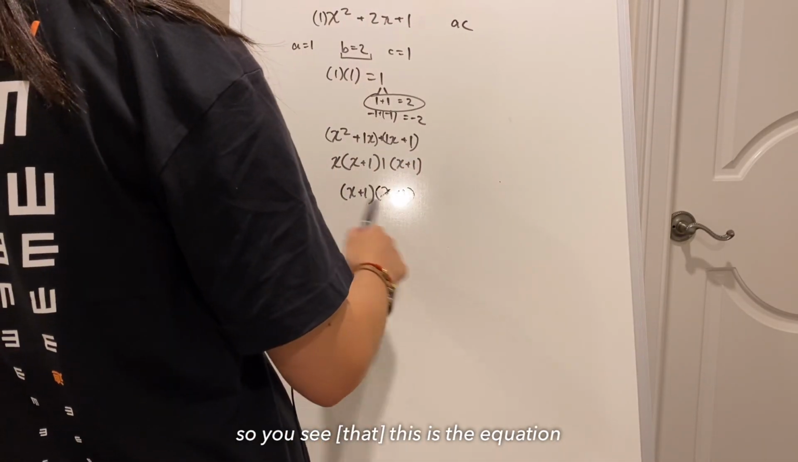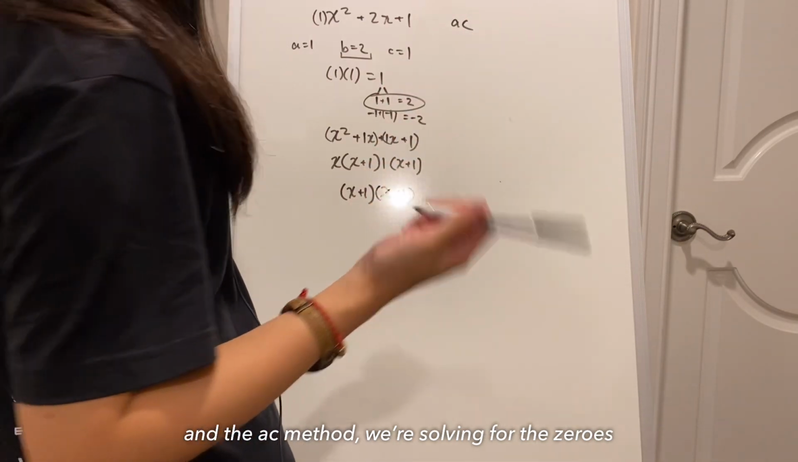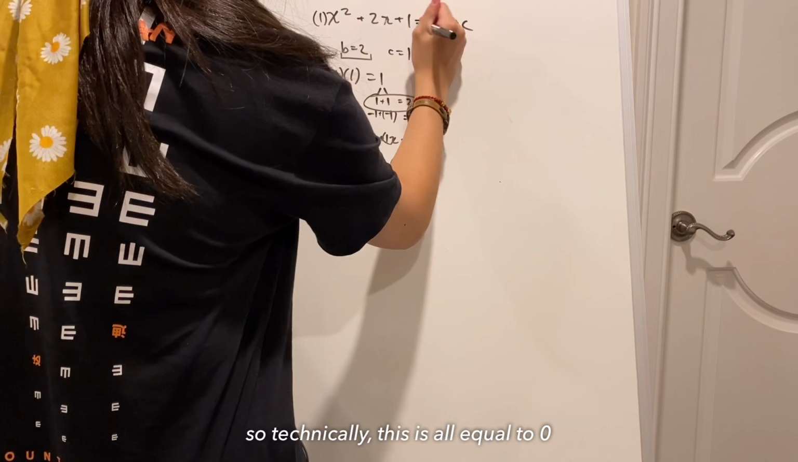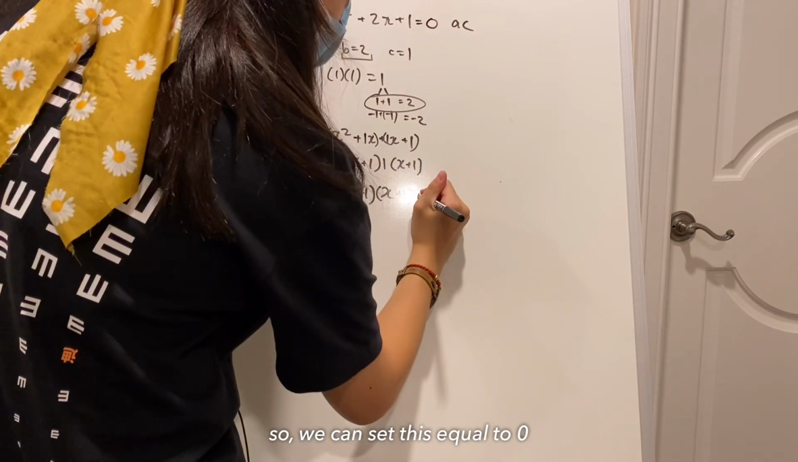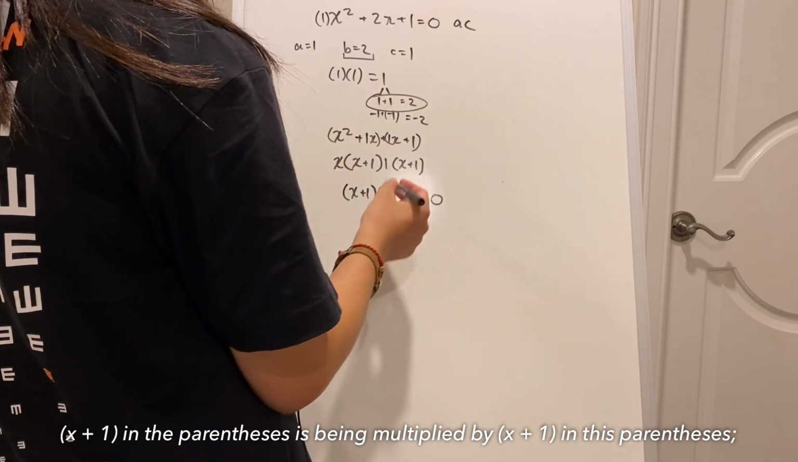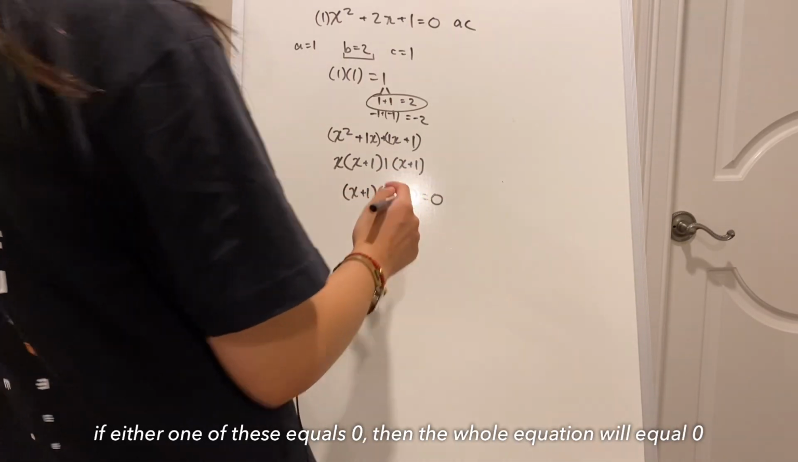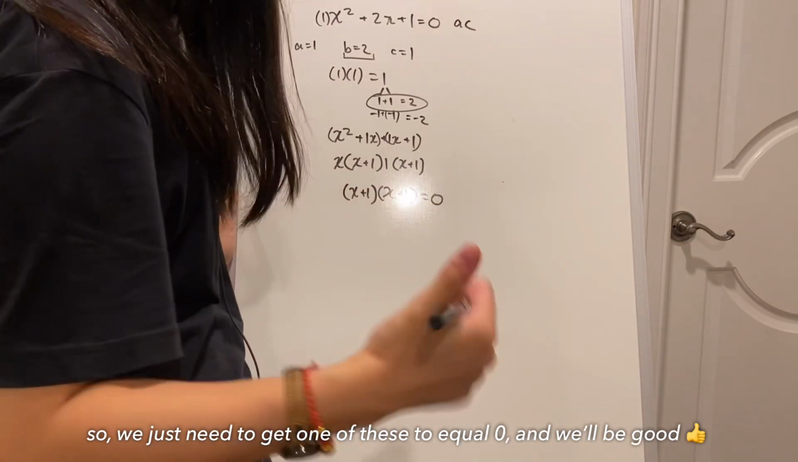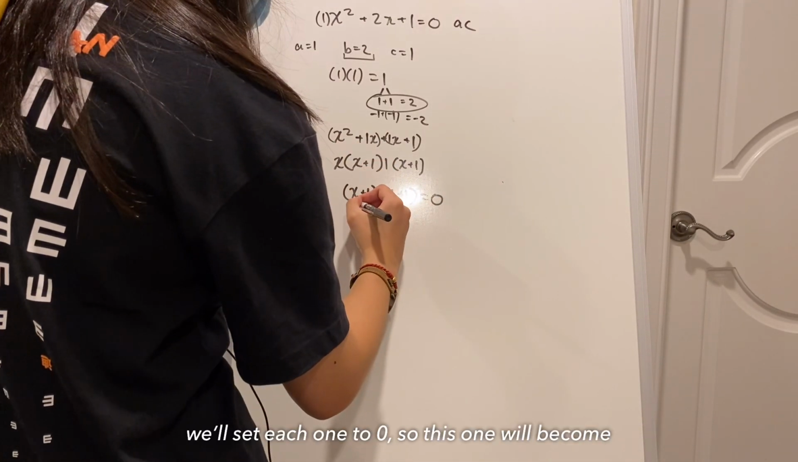So you see this is the equation. And with the AC method, we're solving for the zeros or roots of the quadratic equation. So technically this is all equal to 0. So we can set this equal to 0. x plus 1 in the parentheses is being multiplied by x plus 1 in this parentheses. If either one of these equals 0, then the whole equation will equal 0. So we just need to get one of these to equal 0 and we'll be good. So we will set each one to 0.